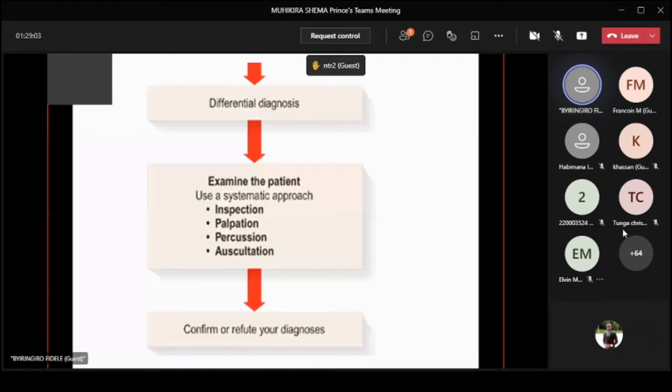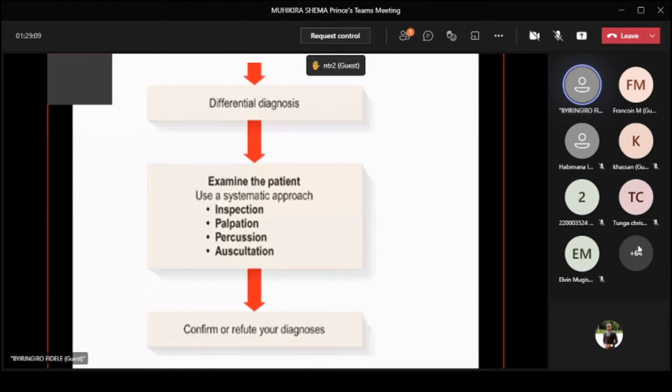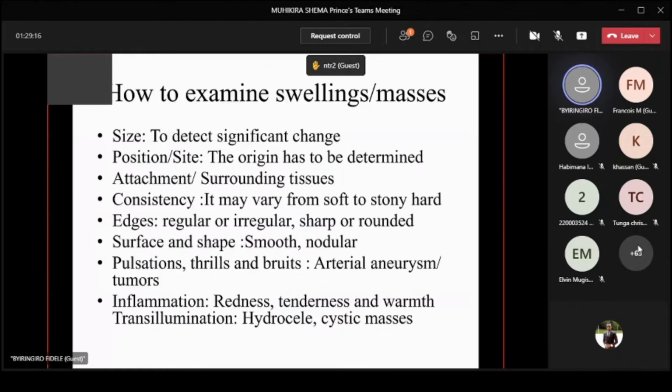Good. So how to examine a swelling or a mass? You have to look at the size, the position of the site, the attachment around the tissues, the consistency, the edges, the surface and shape, the pulsations, and inflammation. For the site, you need to detect significant changes. You need to look at the origin, which has been determined, and the consistency may vary from soft to stony or solid. Edges might be regular or irregular.